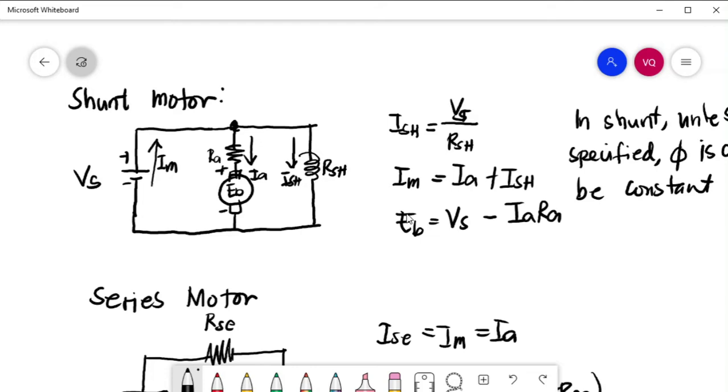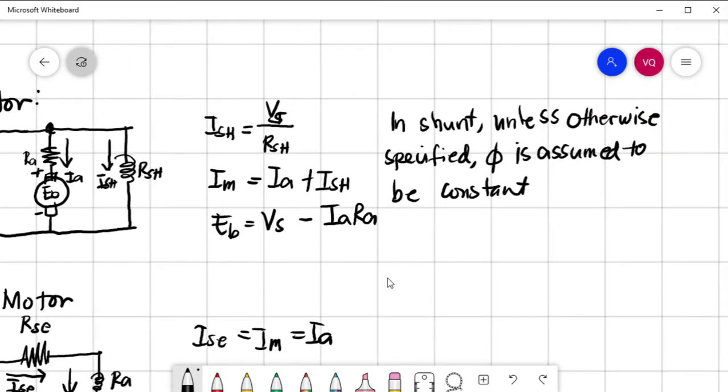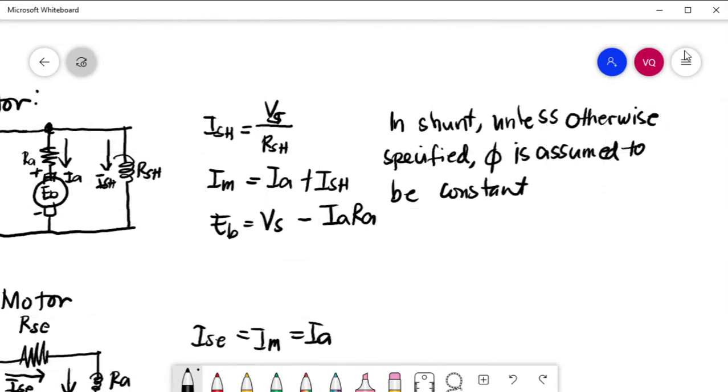And our back EMF for shunt is equal to the source voltage minus the drop in your armature resistance, IaRa. In shunt, unless otherwise specified, the flux of the motor is assumed to be constant.